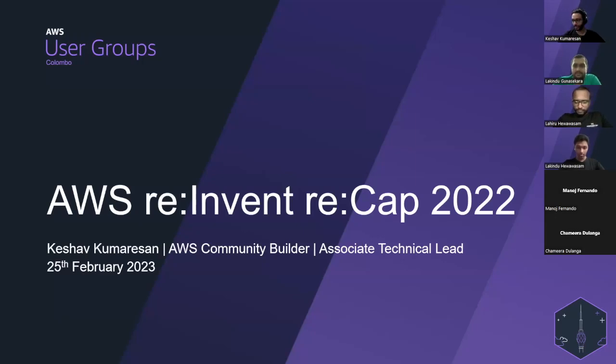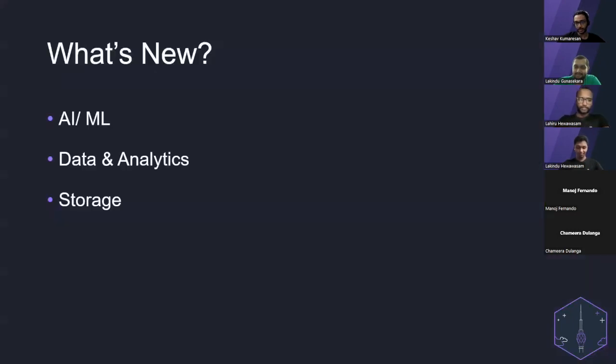So I'm going to be starting it off with a bit of exciting, I hope it's exciting, categories. How we are going to do it is we have divided the topics amongst the speakers. So we'll each be covering some of the key things that we thought were exciting in the last reInvent. Today I will be talking mainly about these three categories: AI, ML, data and analytics, and then storage.